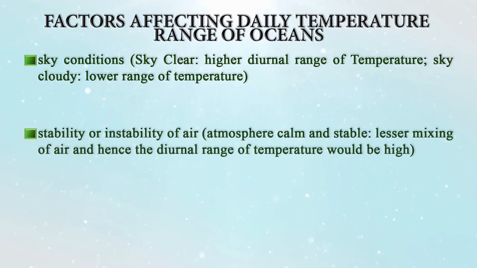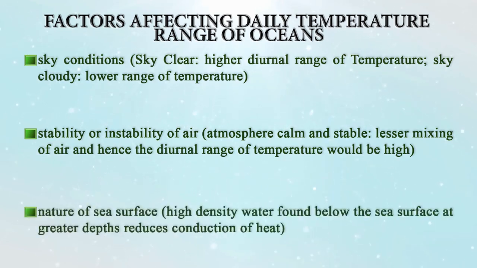Now related to stability and instability of air, if the atmosphere is calm and stable, there is lesser mixing of air, and hence the diurnal range of temperature would be high, compared to the condition when the atmosphere is unstable, so there is greater mixing of air and the diurnal range of temperature would be low.